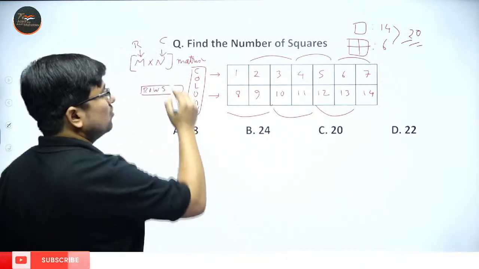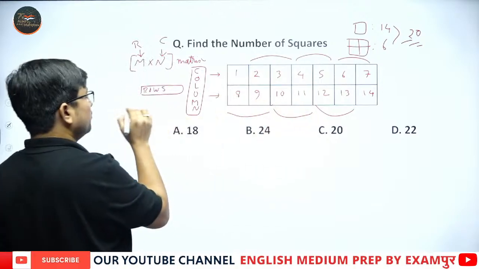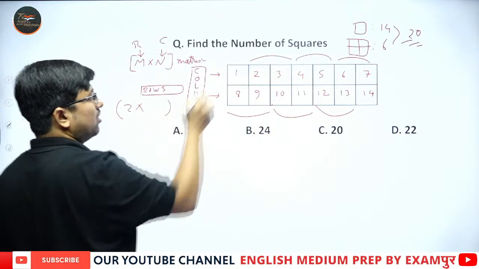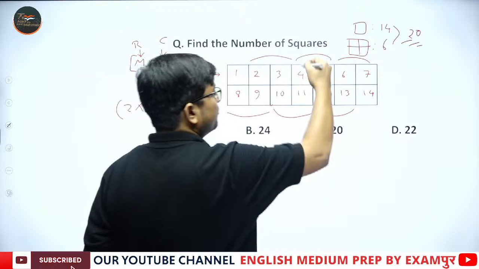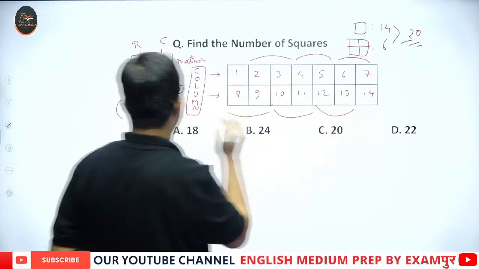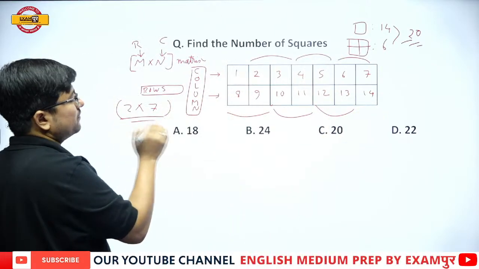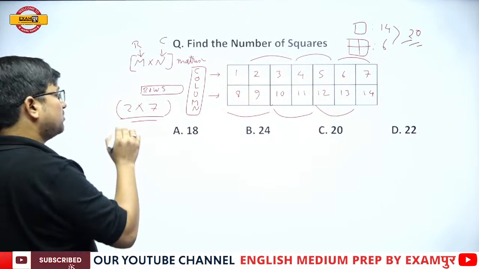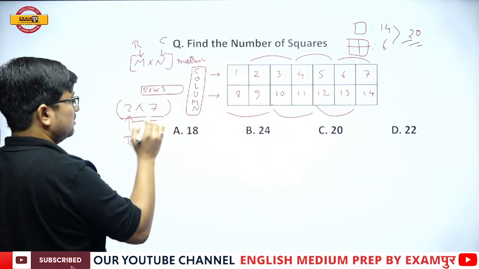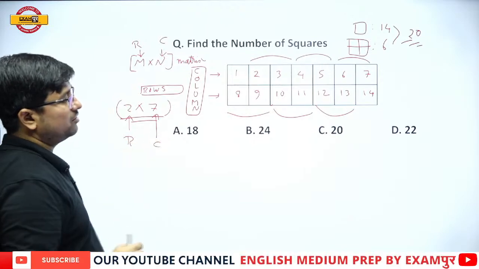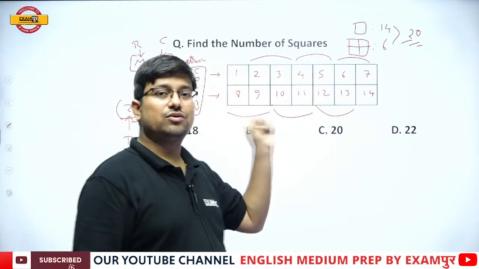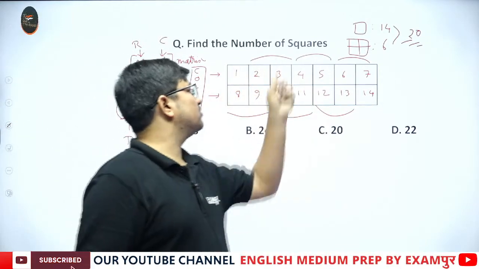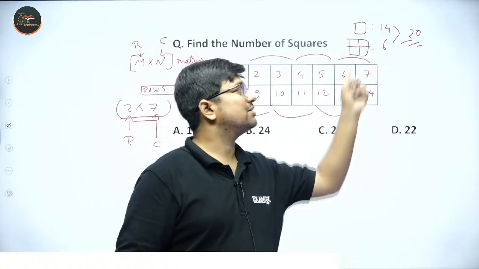So this has 1 and 2 rows, and how many columns? 1, 2, 3, 4, 5, 6 and 7 columns. So it is a 2 cross 7 matrix, which means there are 2 rows and 7 columns. 2 rows, 1 and 2, 7 columns, 1, 2, 3, 4, 5, 6 and 7.